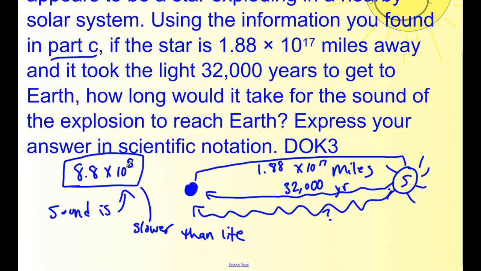So, I mean, make a very simple example. If it took the light 1 year to get to Earth, and sound travels this much slower, it would take sound this many years to get to Earth. But it took the light 32,000 years, so we're going to take this number times 32,000. So here's how we do this. I'm going to take 8.8 times 10 to the 5th, that's scientific notation, times 32,000.